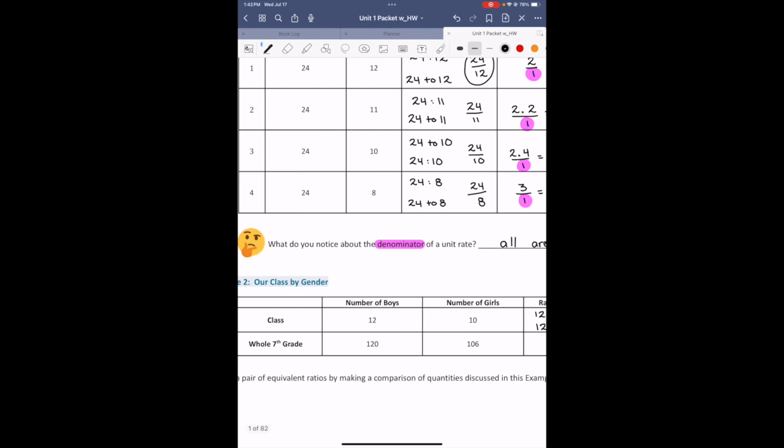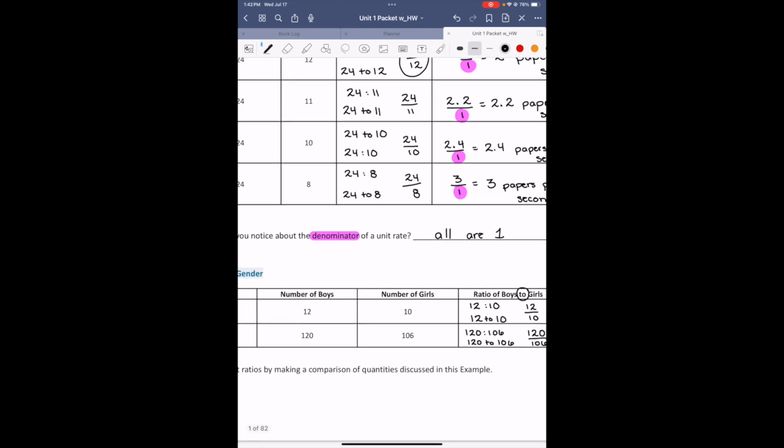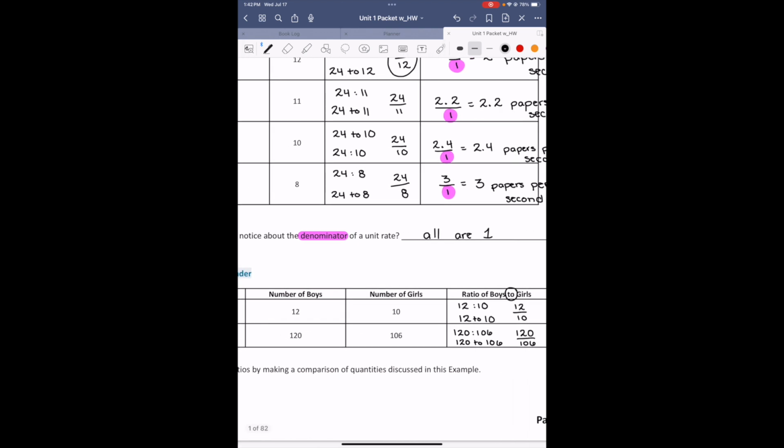Same thing for the whole 7th grade. This is still boys to girls, so 120 to 106, or 120 over 106. Still said the same way, 120 to 106. Now, all of those ratios are exactly the same, they have the same numbers.